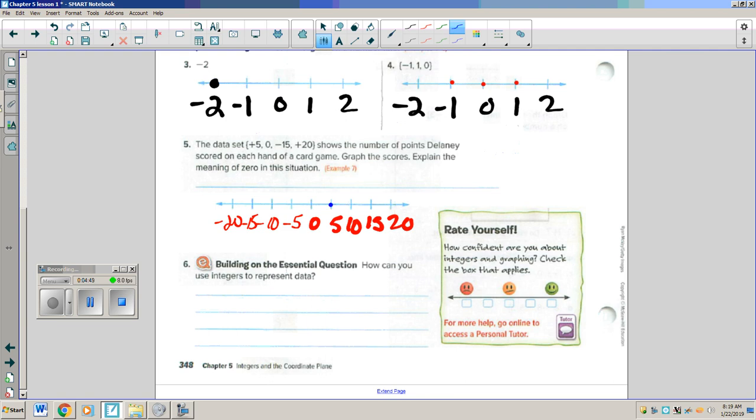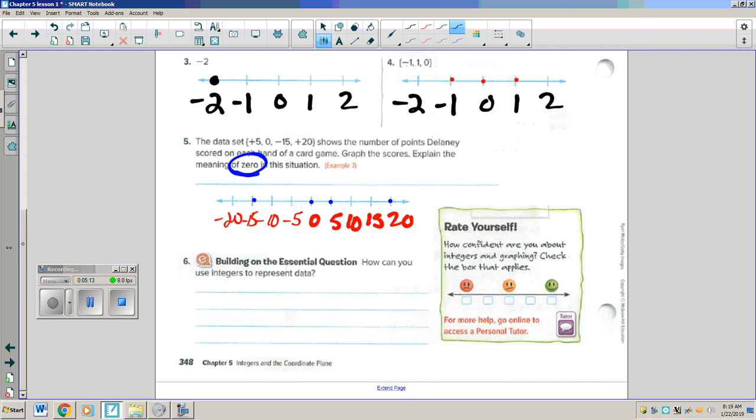My first number is positive 5, goes there. 0, negative 15, and then positive 20. There are my 4 points. Now, what is the meaning of 0 in this situation? Playing a card game. She didn't lose points. She didn't gain points. She didn't score at all.